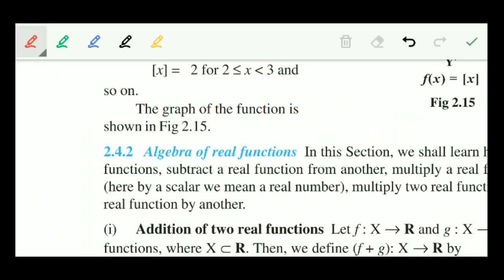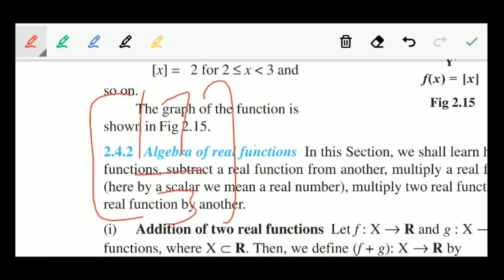Now the next example is 17 upon 3, that is 17/3. So its value is 5, because again, for the same reason, 5 is the integer immediately on the left of 17 upon 3. I hope you have understood.